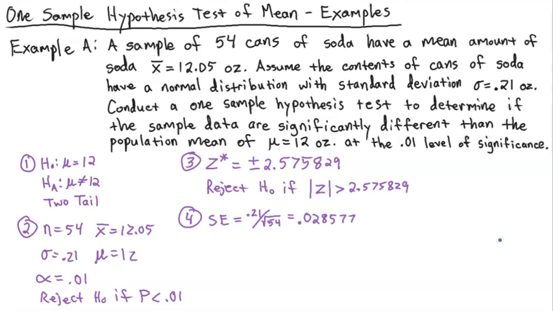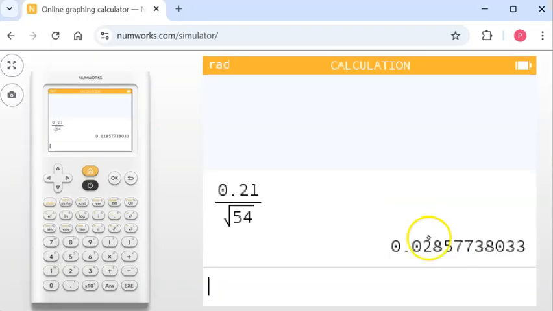And then to calculate the z statistic, we're going to do x bar, which is 12.05, minus mu, which is 12, divided by the standard error. So we could put 0.028577 under here, but I'm going to go ahead and put in the full formula, which is 0.21 over the square root of 54, and then go back to the calculator and do this.